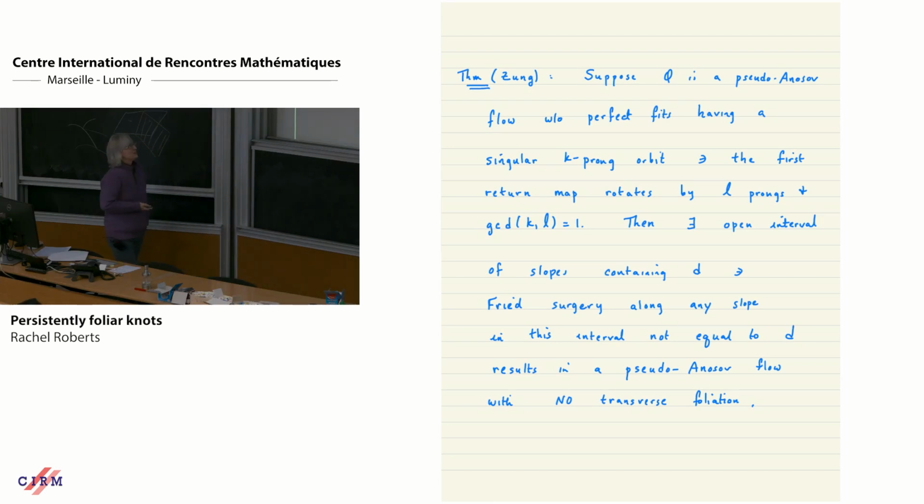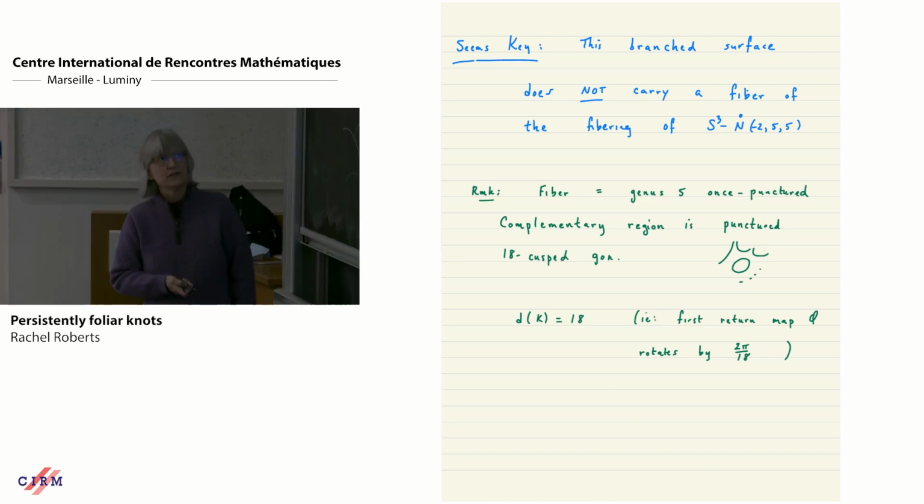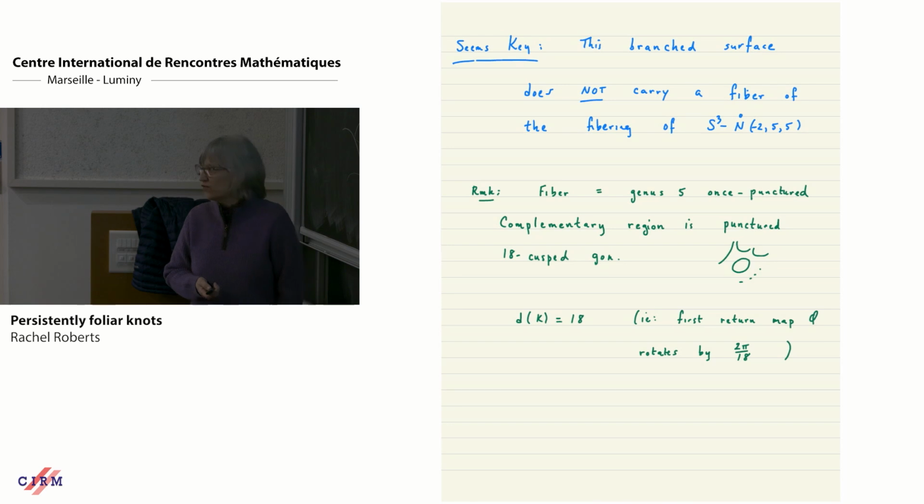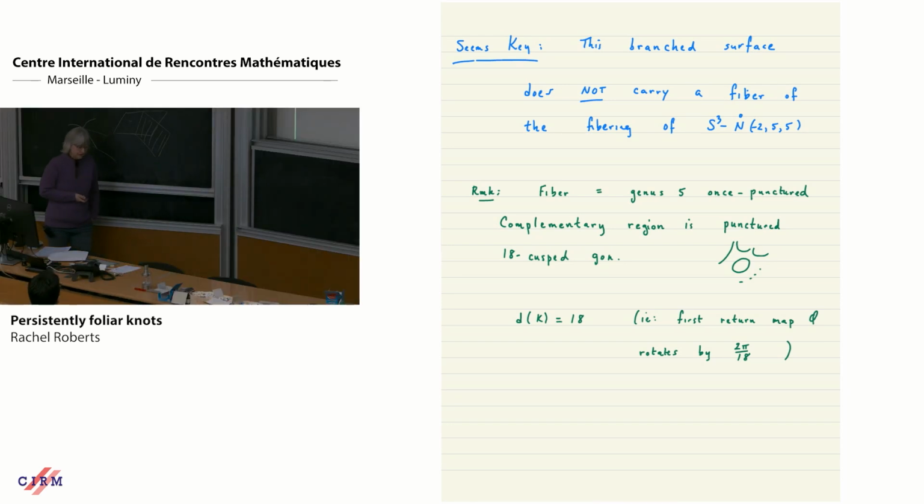I think this is just an amazing result that he has. If you have a pseudo-Anosov flow without perfect fits, having a singular k-prong orbit, so we're in a situation like that in the previous example. If you think about this example, it was fibered, and if we think about the complementary regions of a stable or unstable lamination for the monodromy map, we have a single (4g-2)-punctured gon. And the way in which your monodromy works is to go one click.